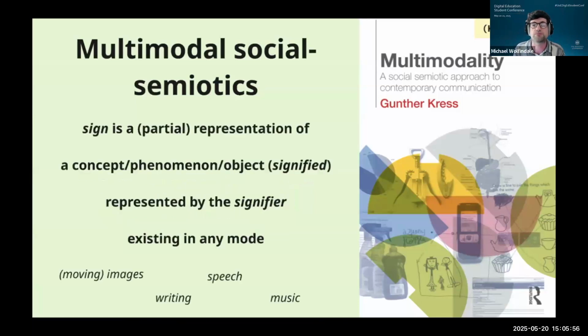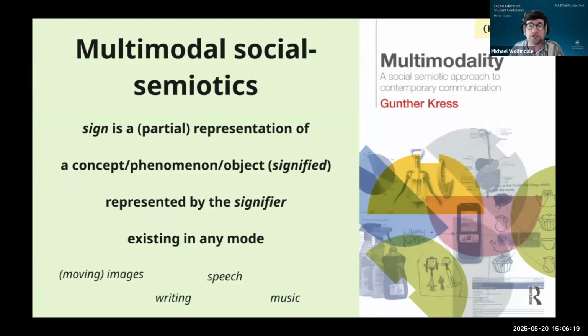So just to really briefly explain, in this framework, the sign is a partial representation of a concept, phenomenon, or object, the signified, and the signified is represented by the signifier. So these signs can exist in any mode. So it could be images, writing, speech, and so on. And according to Kress, modes are socially shaped resources for making meaning.